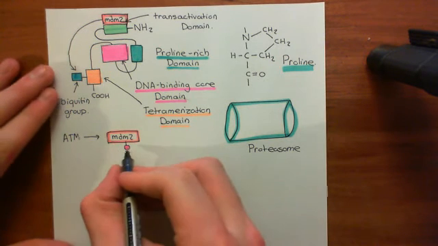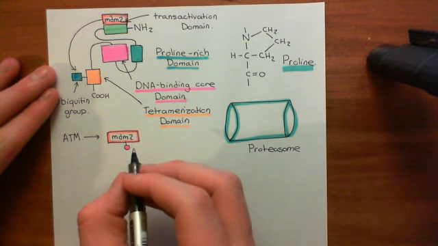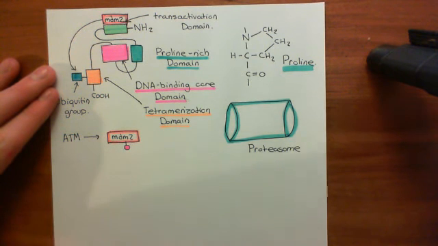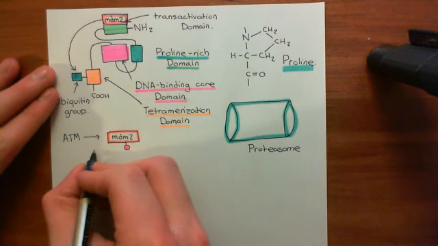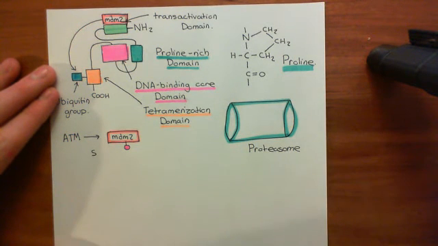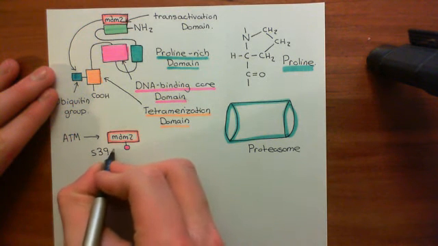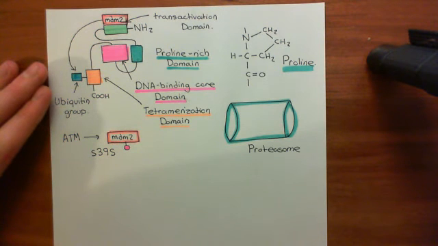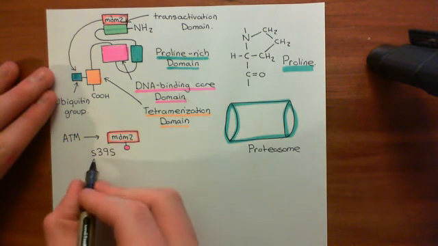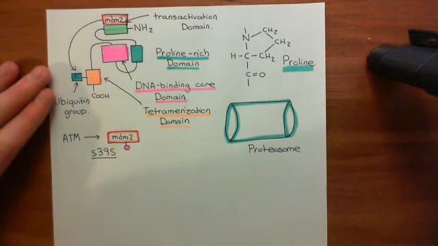Now, the phosphate group that ATM adds on to MDM2 is specifically a phosphate group that's been added onto a serine residue, and the serine that gets this phosphate group added onto it is serine 395. Okay, so we've seen serine 139 in histone 2AX. Now we're seeing serine 395 in MDM2, which is going to be phosphorylated by ATM.